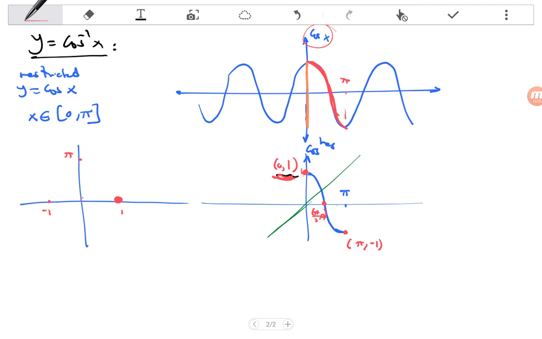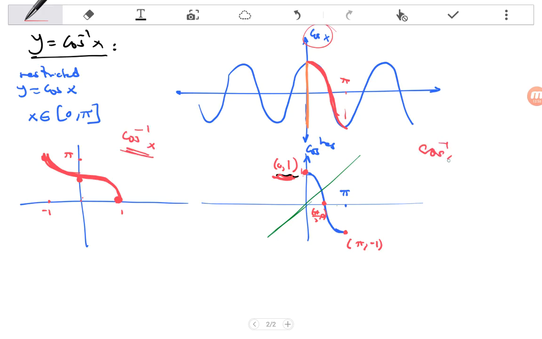And for this point, I will have (0, pi/2). So I have this point. This is another point. Also, I will have (-1, pi). This is another point. So my graph will be something like that. That is the curve of cosine inverse x.